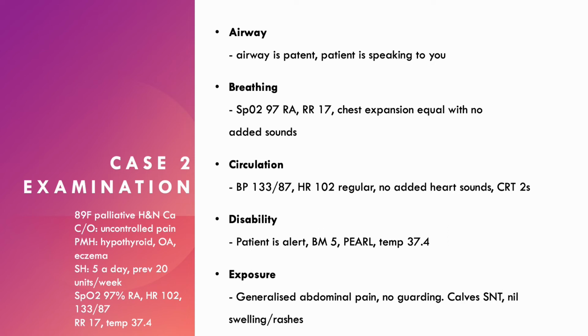Disability-wise, the patient's alert, her blood sugars are 5, pupils are equal and reactive to light, and she has a temperature of 37.4, so that's all normal. And finally, exposure. The patient has generalized abdominal pain, but she doesn't have any guarding.